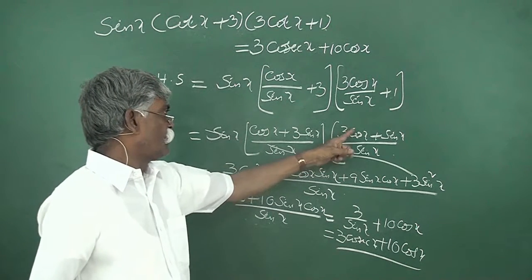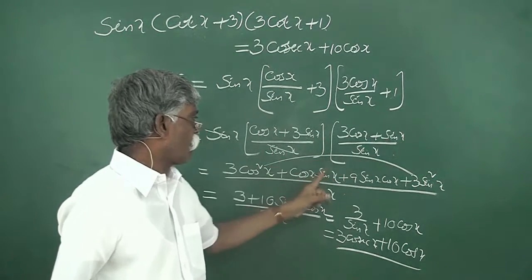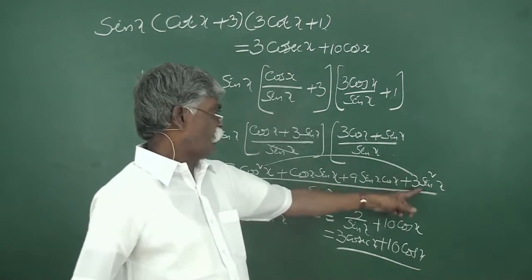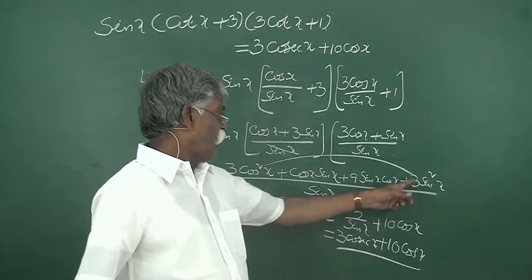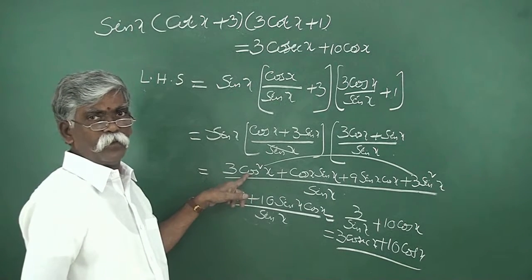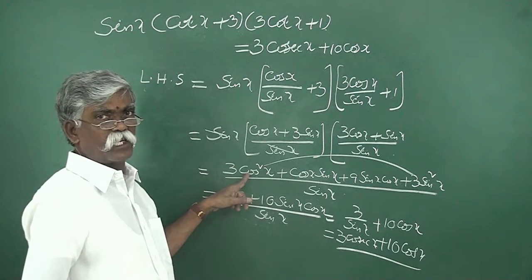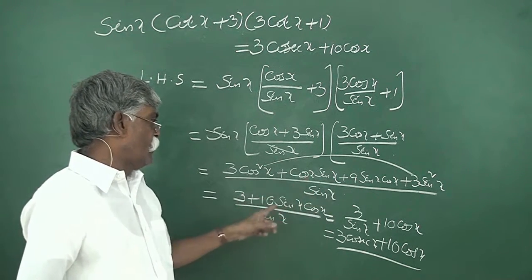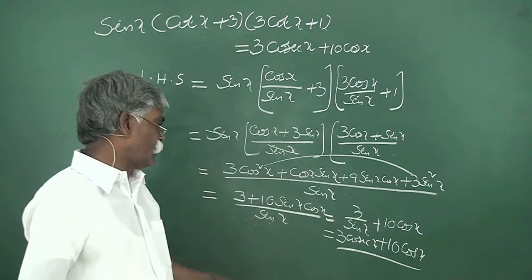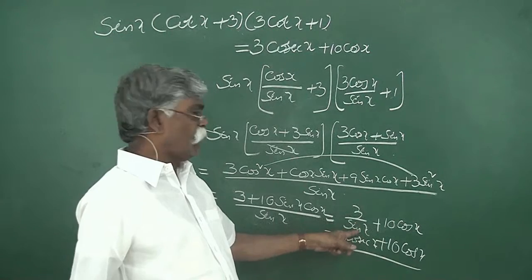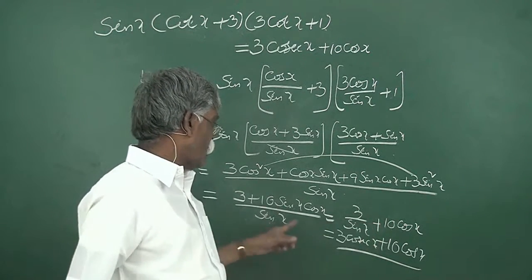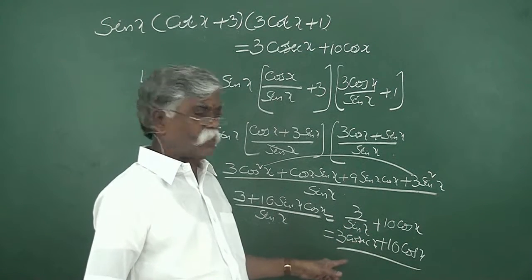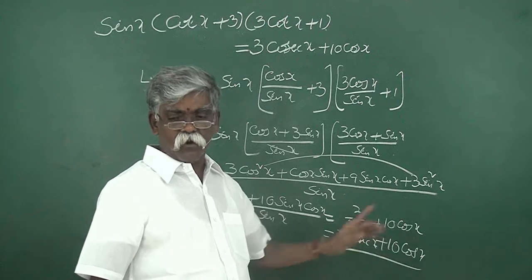Now if we multiply this, this is 3 cos square x plus cos x sin x plus 9 sin x cos x plus 3 sin square x. When 3 is taken as common factor in these two, inside the bracket cos square x plus sin square x becomes 1, therefore it is 3. This is 9 and this is 1, therefore this is 10 sin x cos x by sin x. Now when we split this, this is 3 by sin x plus 10 into sin gets cancelled, cos x is remaining. 1 by sin is cosecant x, therefore this is 3 cosecant x plus 10 cos x.